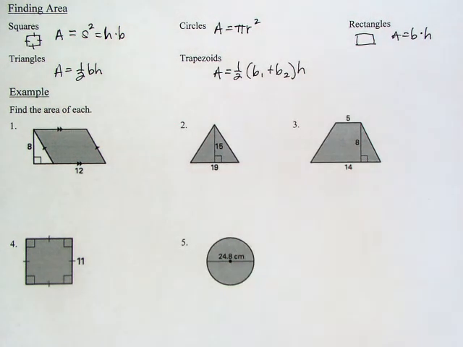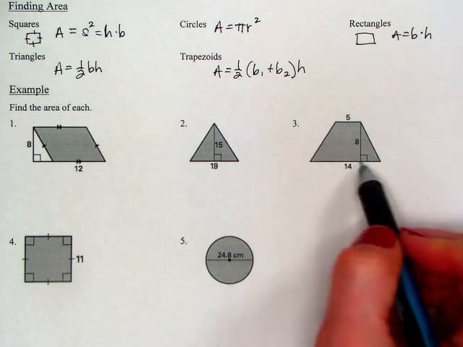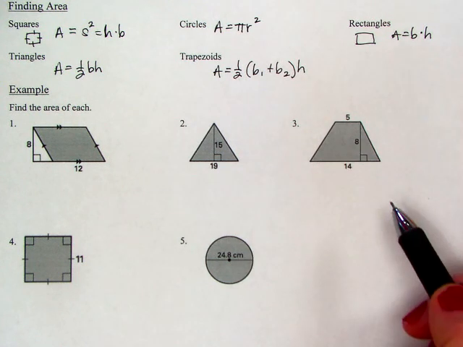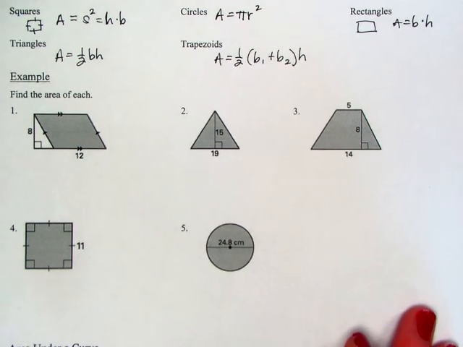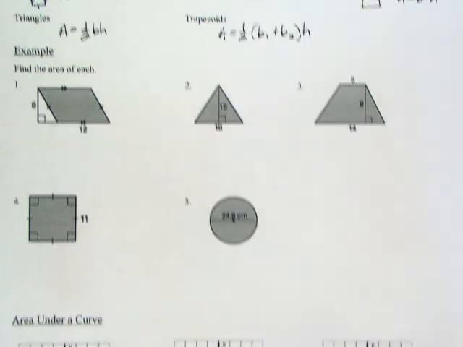We're going to do some examples here, but the bases for a trapezoid are the two sides that are parallel, not necessarily the ones it's sitting on. Later on, we're going to do trapezoids that are turned on their side, and just so you know, the bases are the ones that are parallel to each other, not the ones it is necessarily sitting on. So find the area of each.